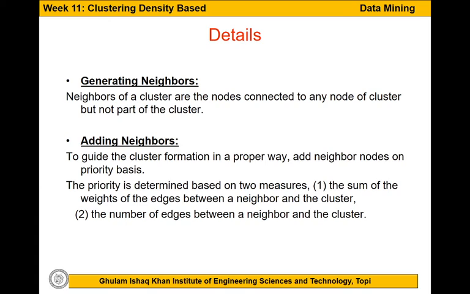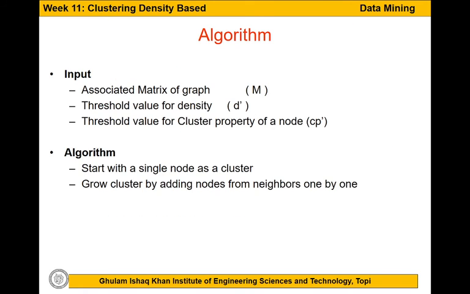Okay. Now once we have generated the neighbors of the cluster, the next task is that among so many neighbors of the cluster, which node is to be added to the cluster, right? So this is determined based upon two measures. You can opt for any of the measures, or maybe you can sum up both, but these two measures are recommended. The first one is the sum of the weights of the edges between a neighbor and the cluster, or the number of edges between a neighbor and the cluster, right? Let me demonstrate it here.